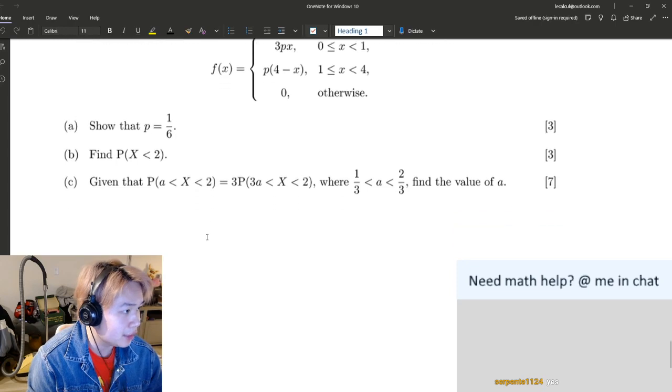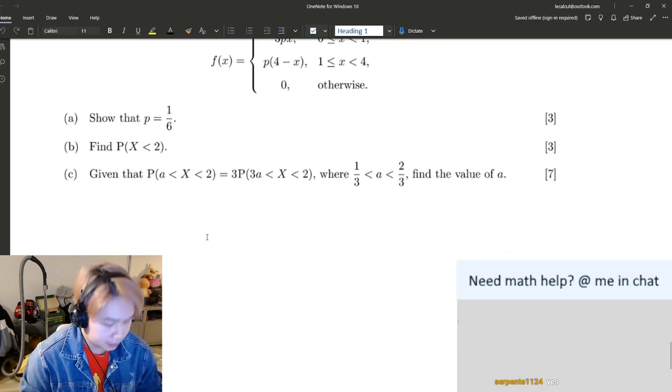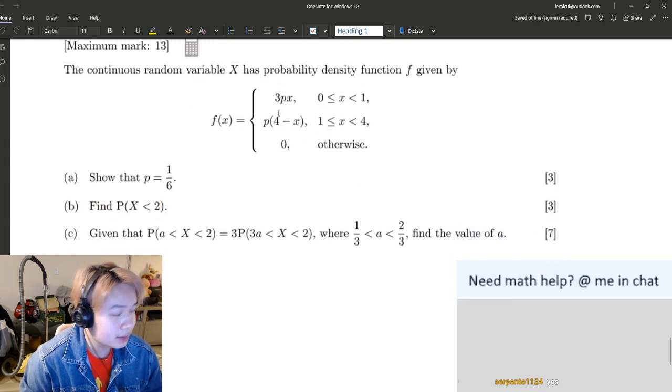But, okay, my pen works now. So anyways, let's see what this is all about. So we have a probability density function. We know that if we integrate it from 0 to 4, it should be equal to 1. So I can probably calculate what p is once I get there.